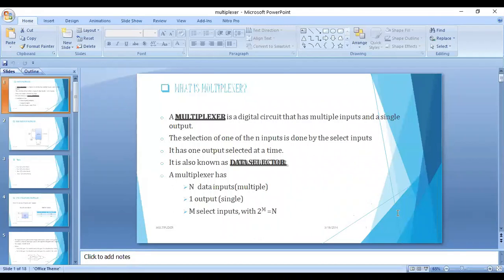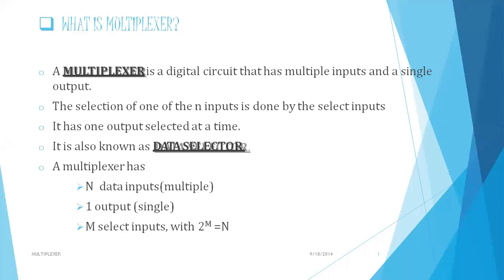The next concept is multiplexers. A multiplexer is a digital circuit, or a combinational circuit. We pass multiple inputs and it will produce a single output. I told you, you have to select binary information from one of many input lines and direct it to a single output line.